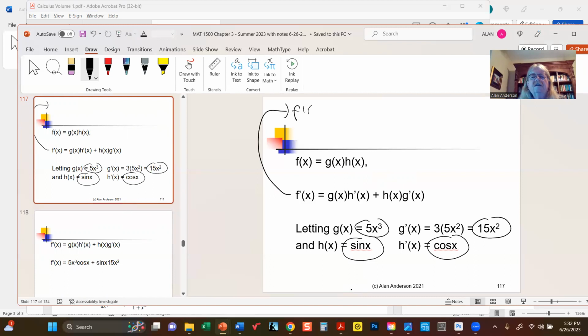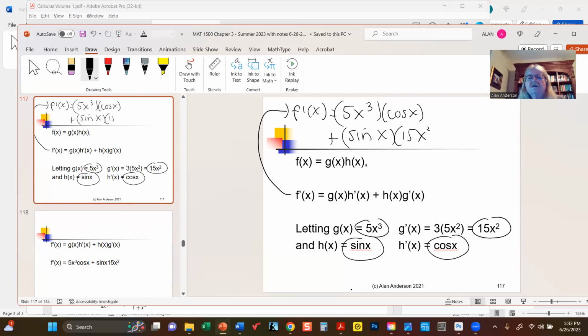We'll have g of x, 5x cubed, times h prime of x, the cosine of x, plus h of x times g prime of x, 15x squared. And that's it. You don't have to do anything else with it. There's really no way to simplify it. Not really. I mean, sure, you can factor it and fool around with it, but that is our final answer.